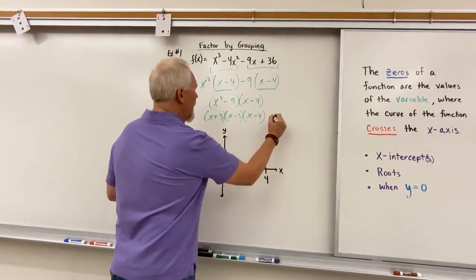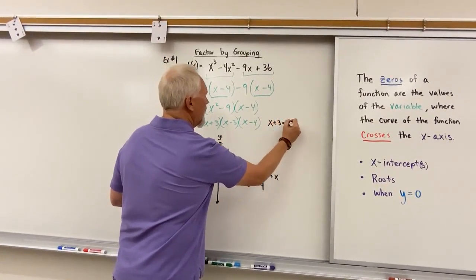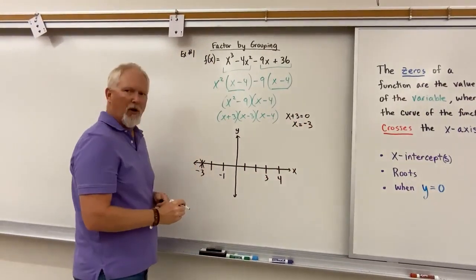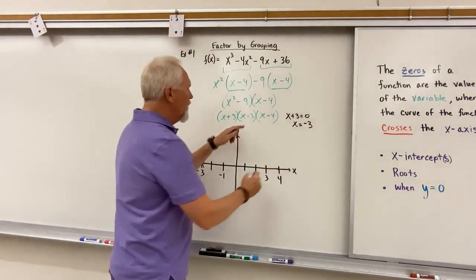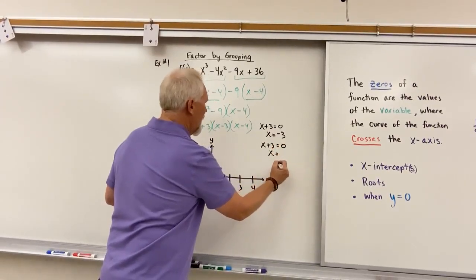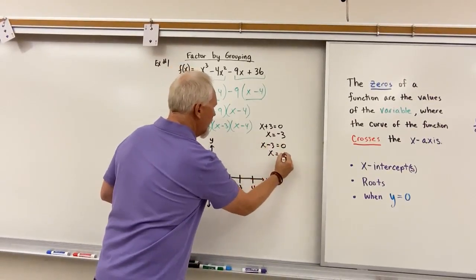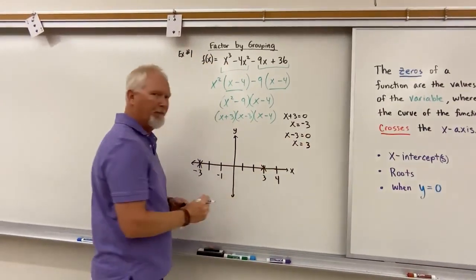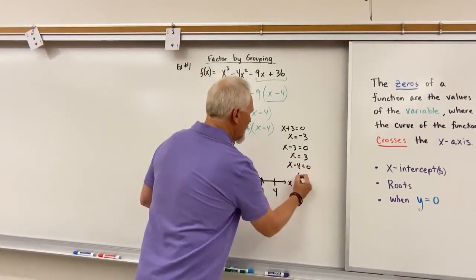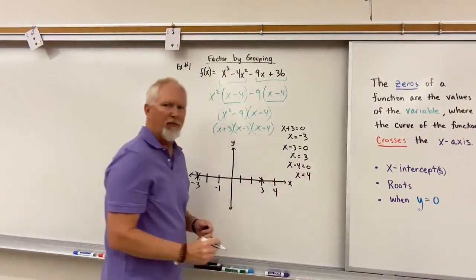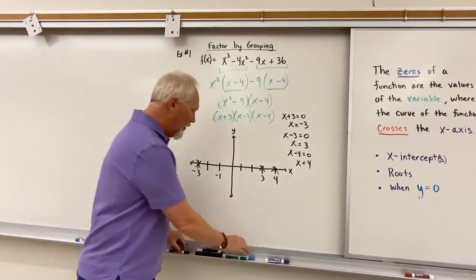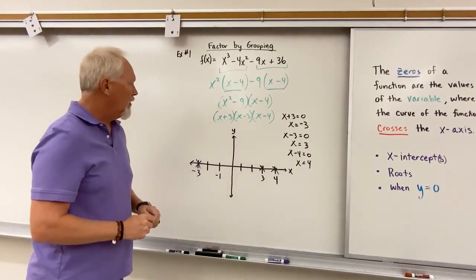And we'll get x plus 3 equals 0, and we get x equal negative 3. So over here, negative 3 is one of our places where it's going to cross over. We got x minus 3 equals 0, so x equals positive 3, so we got one there. And then we have x minus 4 equals 0, and so we say x equals positive 4, and so that's there.